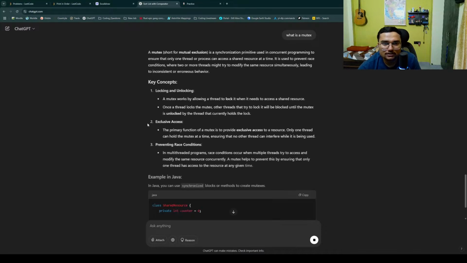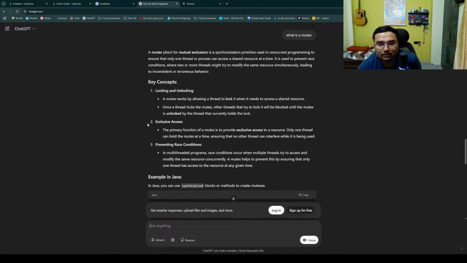Mutual exclusion is a synchronization primitive used in concurrent programming to ensure that only one thread or process can access a shared resource at a time. It is used to prevent race conditions where two or more threads might try to modify the same resource simultaneously, leading to inconsistent or erroneous behavior. Locking and unlocking. A mutex works by allowing a thread to lock it when it needs to access a shared resource. Once a thread locks the mutex, other threads that try to lock it will be blocked until the mutex is unlocked by the thread that currently holds the lock.